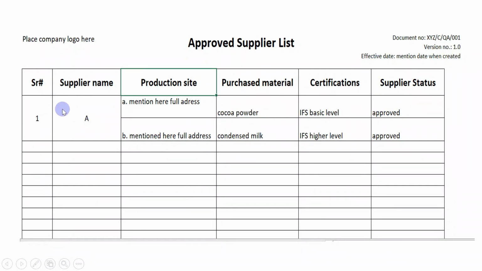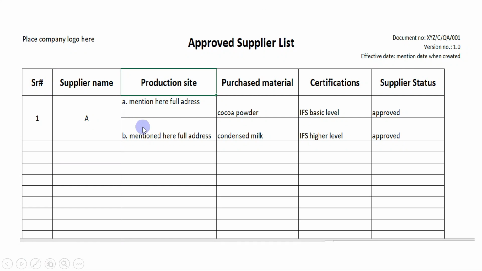To simplify, as usual, when you make any list, you include a serial number. The second is supplier name, so I just made it A to differentiate further. It's very normal that we usually have multiple production sites for one supplier. What I did, I further divided into two cells and named them small a and small b. And you need to mention here the full address of this supplier.